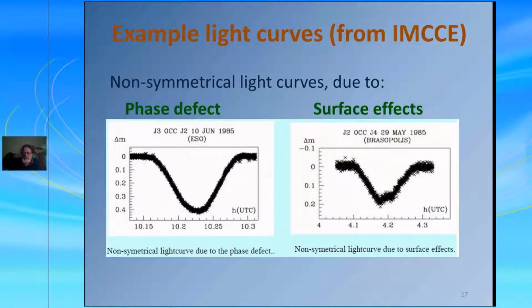Sometimes the light curves are non-symmetrical, and these are two examples I have there. The left-hand one, there's a clear difference between the left half and the right half, and that's due to the phase defect on the relevant satellite. That's Jupiter 3 occulting Jupiter 2. The right-hand one, the blip at the bottom, is due to surface effects on the satellite being occulted, which was Jupiter 4. Next slide.